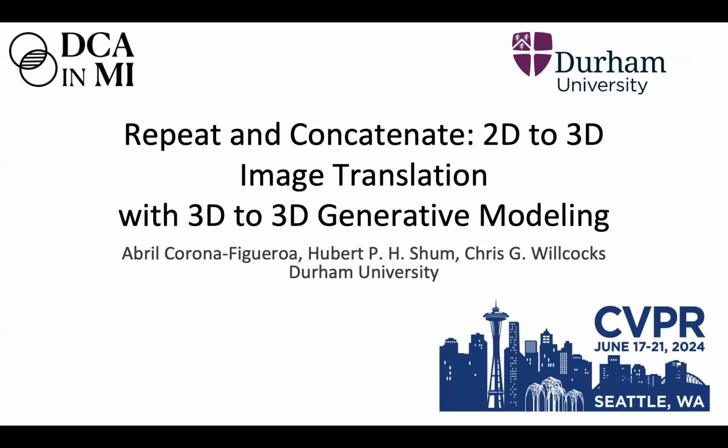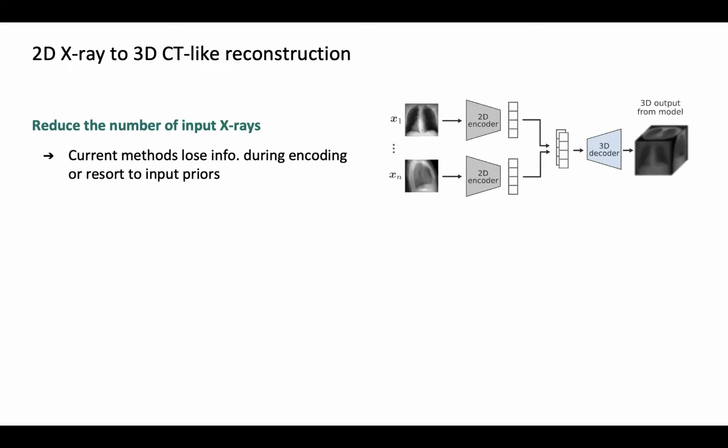Just to give an overview of our work, we wish to obtain the 3D computed tomography from 2D X-rays. For this, our first objective is to reduce the number of X-rays at the input, and therefore reduce the amount of harmful radiation to the patients. However, we observe that current models which integrate the 2D information separately lose valuable information during the encoding process.